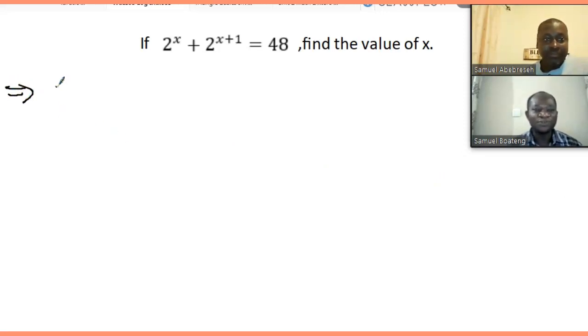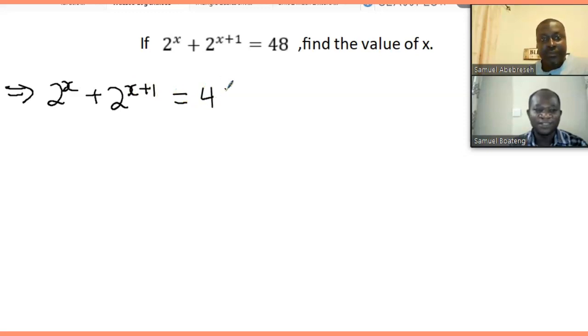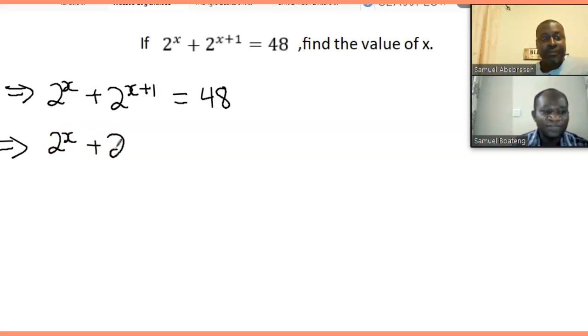So if 2 raised to the power x plus 2 raised to the power x plus 1 equal to 48. So this one you cannot do it straightforward. You need to simplify some aspect as we did in our last question. So 2 raised to the power x, then we simplify this plus 2 raised to the power x times 2 raised to the power 1 equal to 48. So let me remind you that this is about laws of indices.